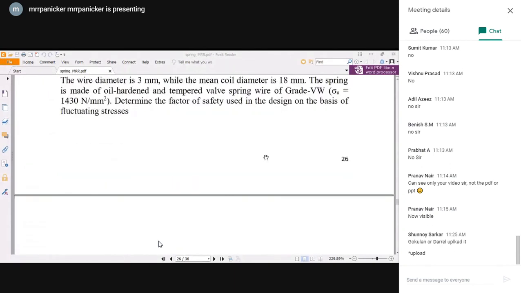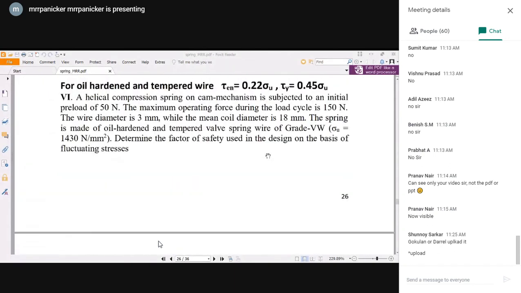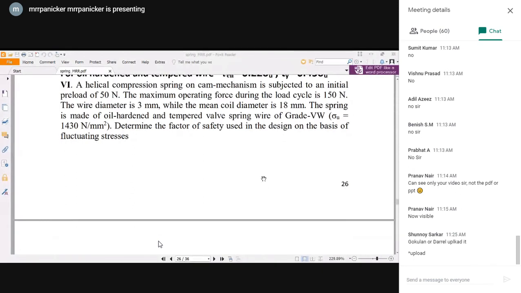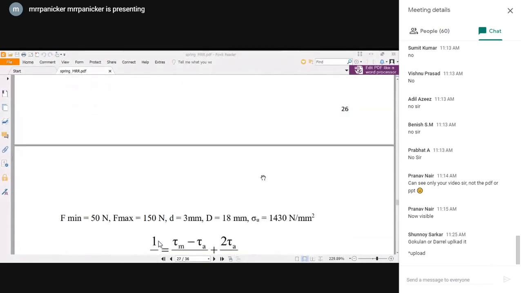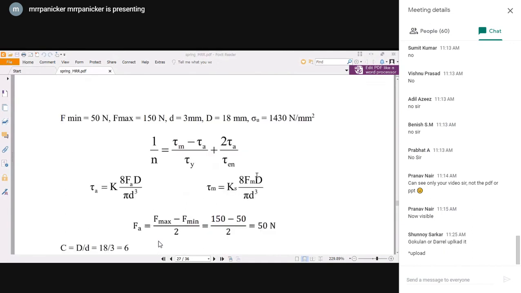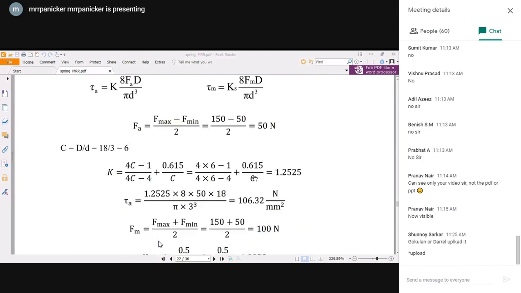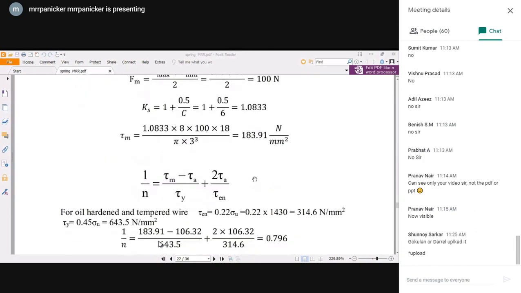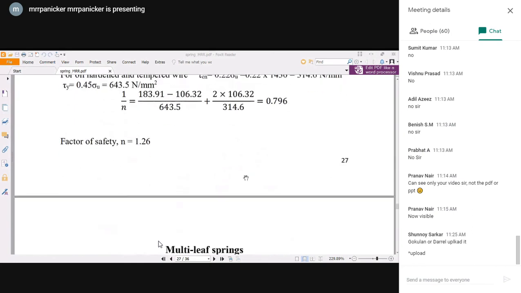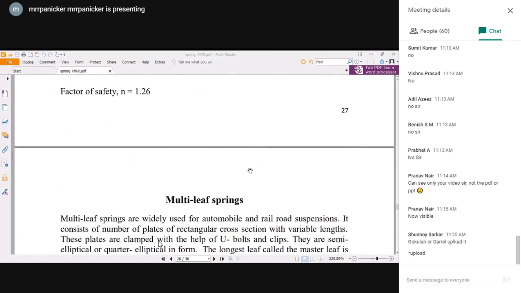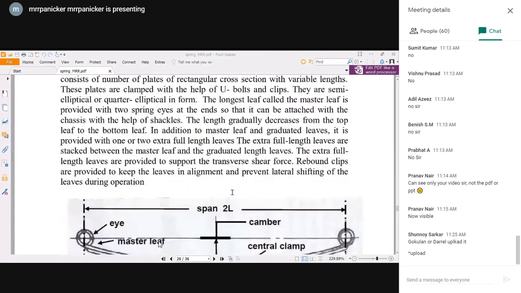So this is the problem that is given, and try to solve it. Easily you can find out the factor of safety, given the other things are done.